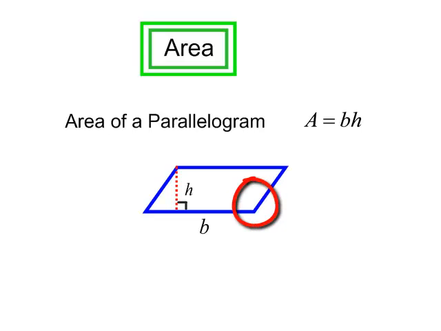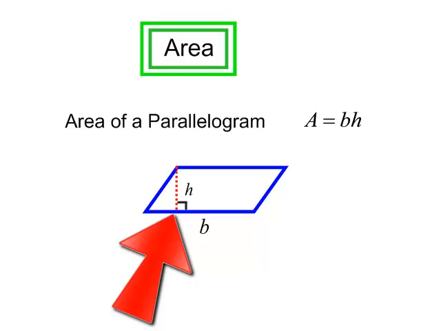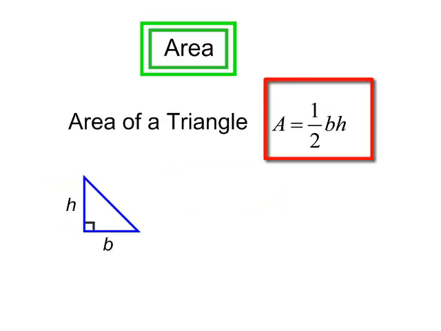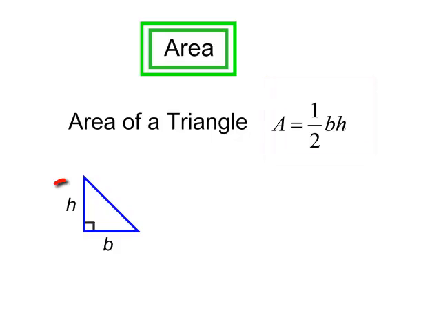So I have to make sure that I find that line segment that is perpendicular to the base. That would be the height of the parallelogram. I have the area of a triangle, 1/2 times the base times the height. Once again, the height is the segment that is perpendicular to the base.